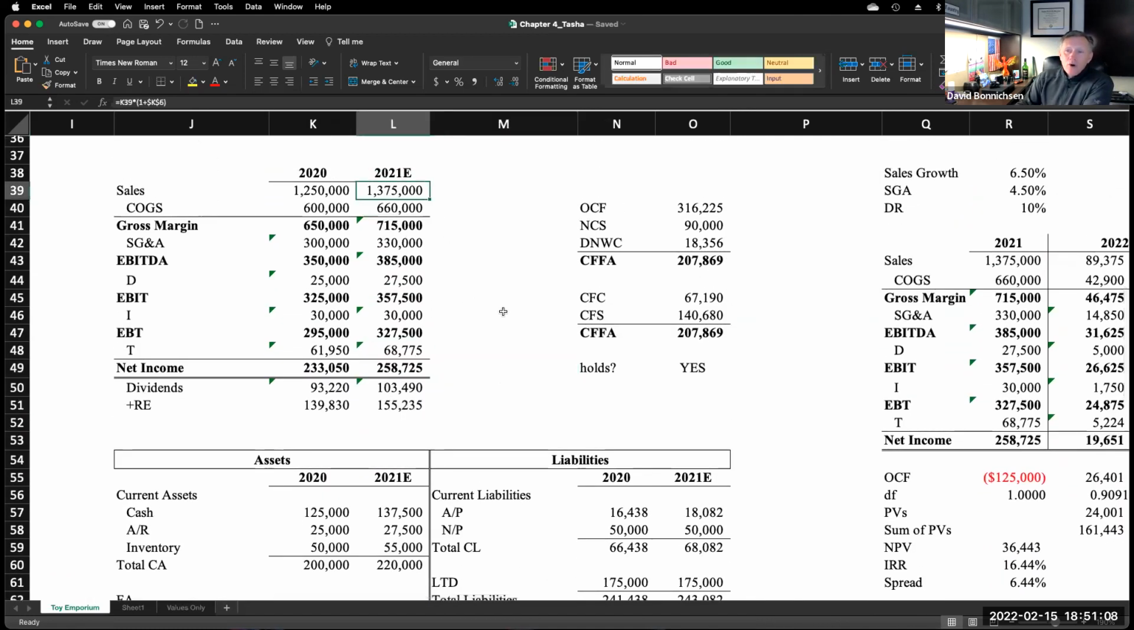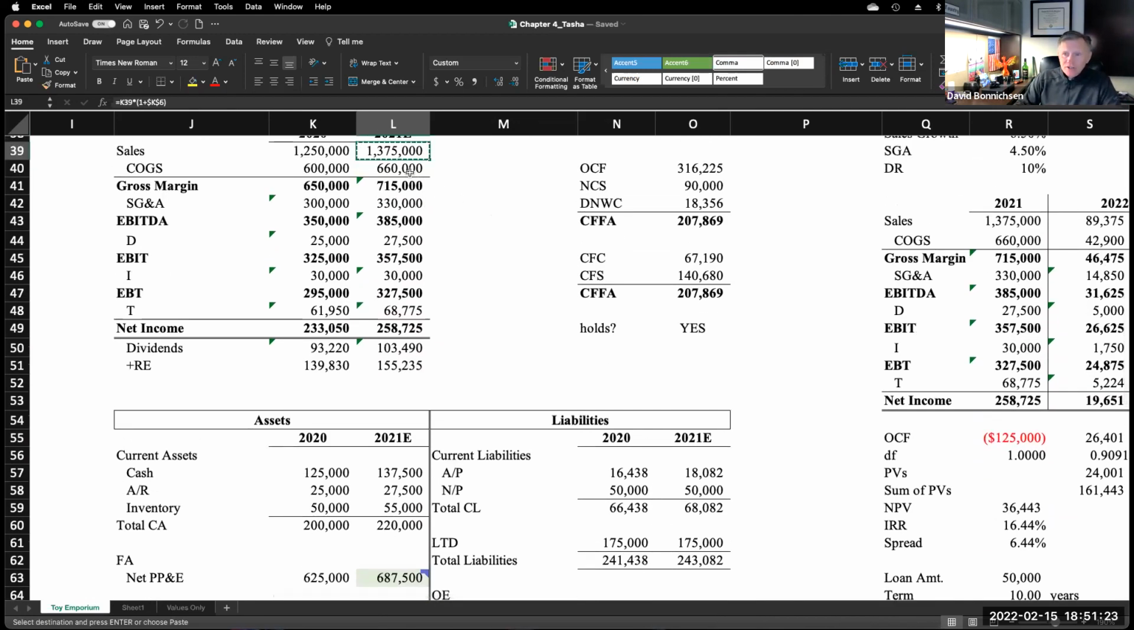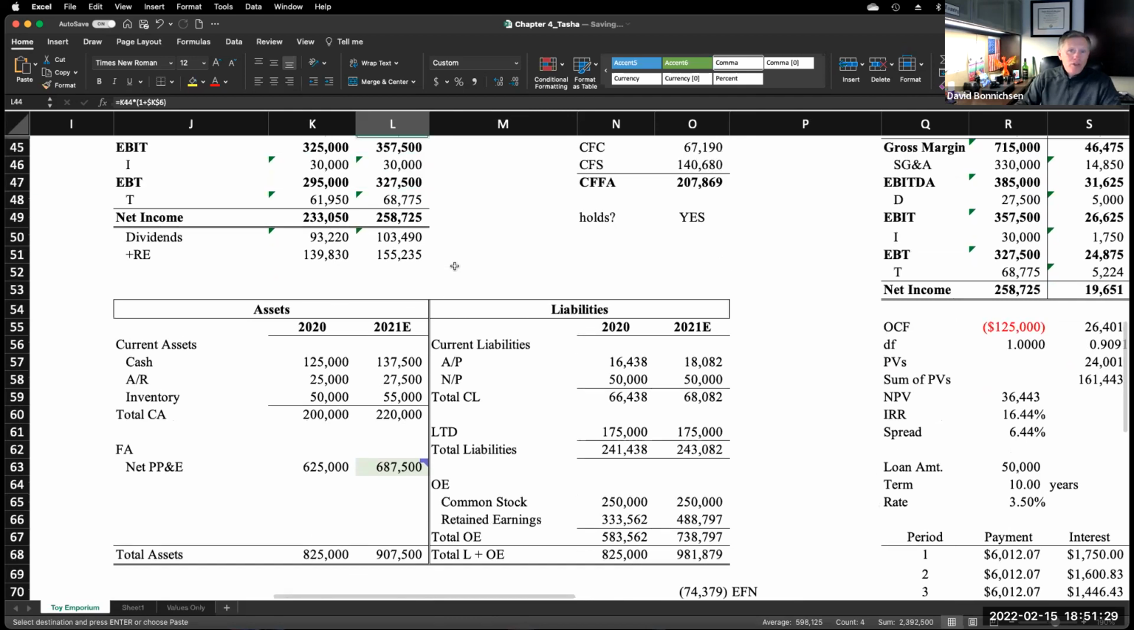Now, if you set your formula up right, where we did the year prior times 1 plus the growth rate, all we had to do was copy that, right? And we could apply it every single other place. And on the income statement, it was only 3 other places.